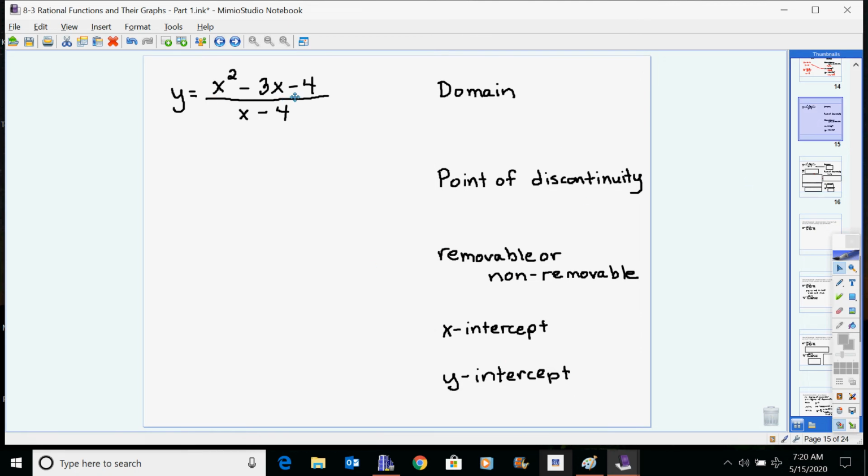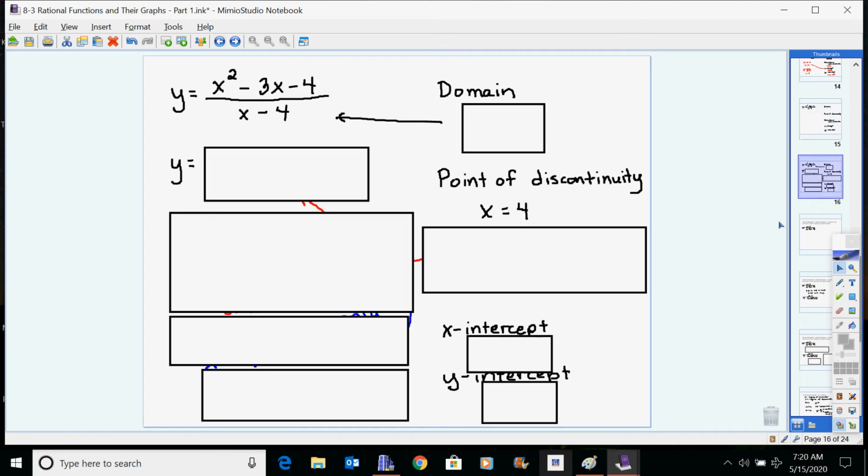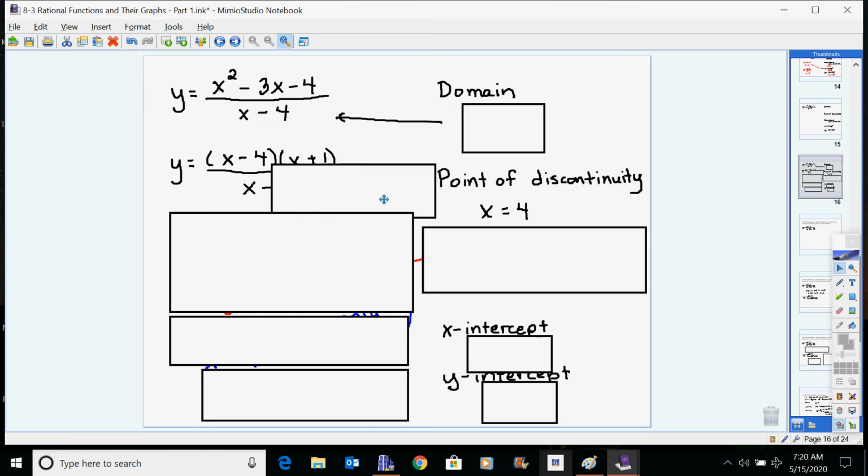This one, the numerator is factorable. So we're going to factor that numerator. Let's think it through for a minute. Take a quick second to factor that out. Factors of negative 4 and 1 that give you 3 in the middle. When we look at our domain, we have to look at our original. We look at the denominator. We don't want a 0 down there. x minus 4 equals 0 would give you, so your domain is anything except for 4. Which means our point of discontinuity is also 4.